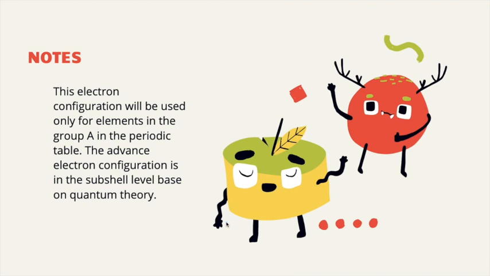Okay, that's the electron configuration from the Bohr atomic model. However, this Bohr atomic model is not the perfect one. We will learn the other electron configuration in the next meeting using quantum atomic theory.